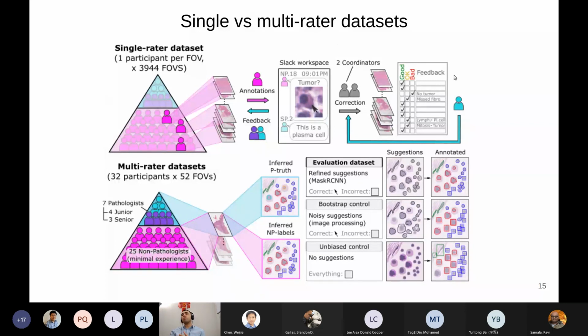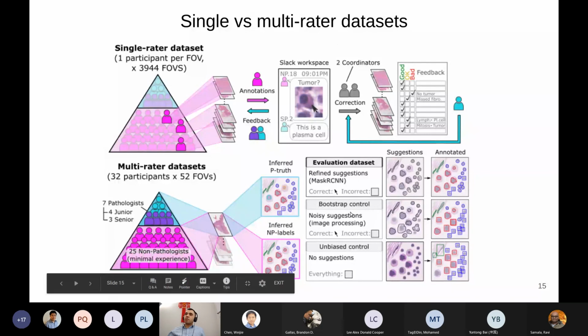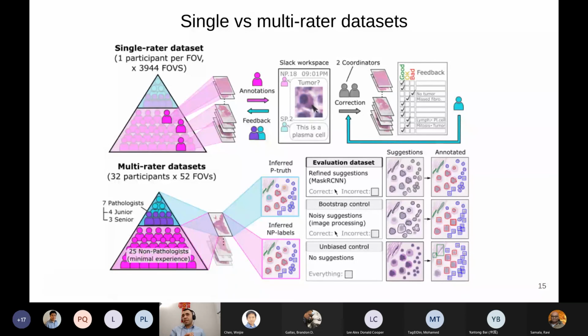We use that for most of our data collection, and the reasoning here is we would like to maximize the number of ROIs that we achieve. Now, the other approach that a lot of groups take, and of course it's also a good approach, is using multi-rater data, which is to have different people annotate the exact same field of view, and then use them to compare the people to each other and to infer what the real labels are.